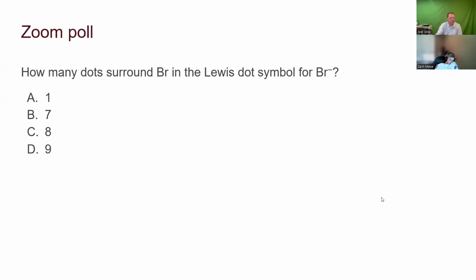We've got a poll question here, and go ahead and put your answer in. How many dots surround Br in the Lewis dot symbol for Br minus? Think about the maximum number, and then looking at the periodic table, how many does Br have? And then whenever you add an additional electron, what does that get you? I'll give you a hint. It's not A or D.